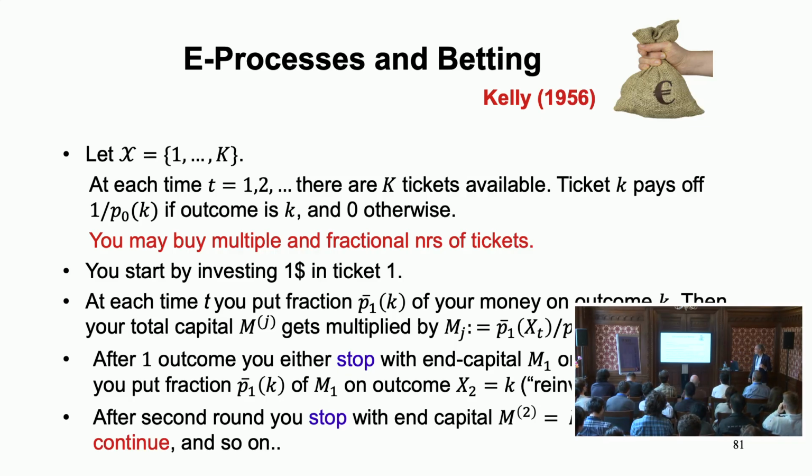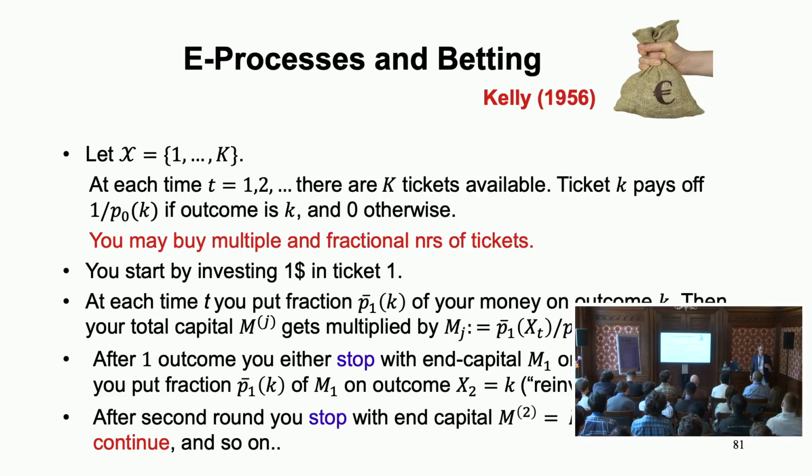And then your total capital gets multiplied by basically what you get back. Let's say everything on red and the outcome is black, then you have 0 divided by 1/2, which is 0. If you put everything on black and the outcome is black, then you get 2 times 1, you get 2, right? And in practice, you might put some of your money on red and some on black, and if the outcome is red, you get what you put on red times 2 back. That's what you do at time 1.